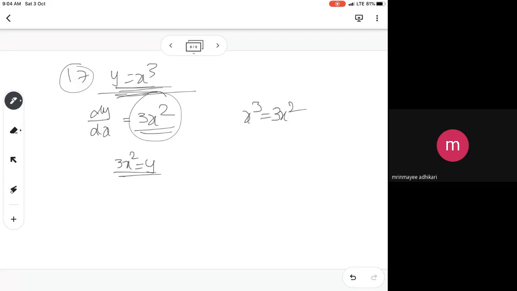From this, x cube minus 3x square is equal to 0. Take x square common, x minus 3 is equal to 0. We are going to get x is equal to 0, comma 3.